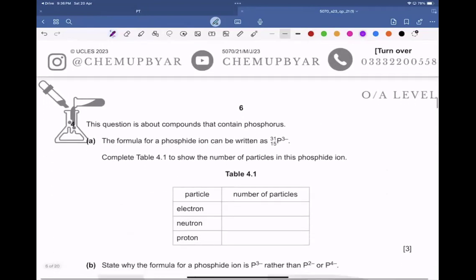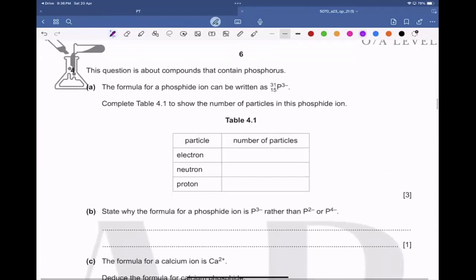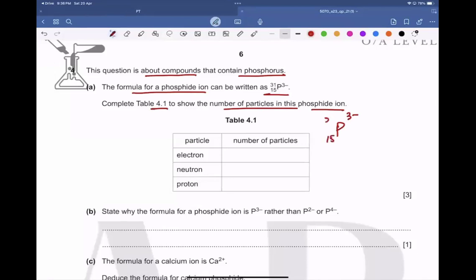Okay. Now, question number 4. This question is about compounds that contain phosphorus. The formula of the phosphide ion is... Complete table 4.1, show the number of particles in the phosphide ion. So here I am writing it. The phosphide ion, P, has a 3 negative charge, with 15 and 31.